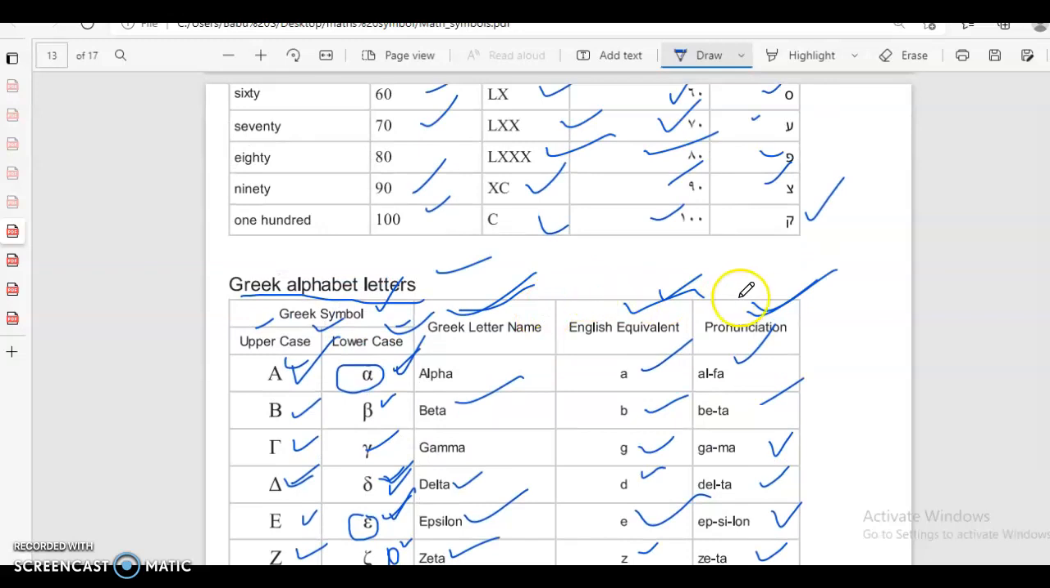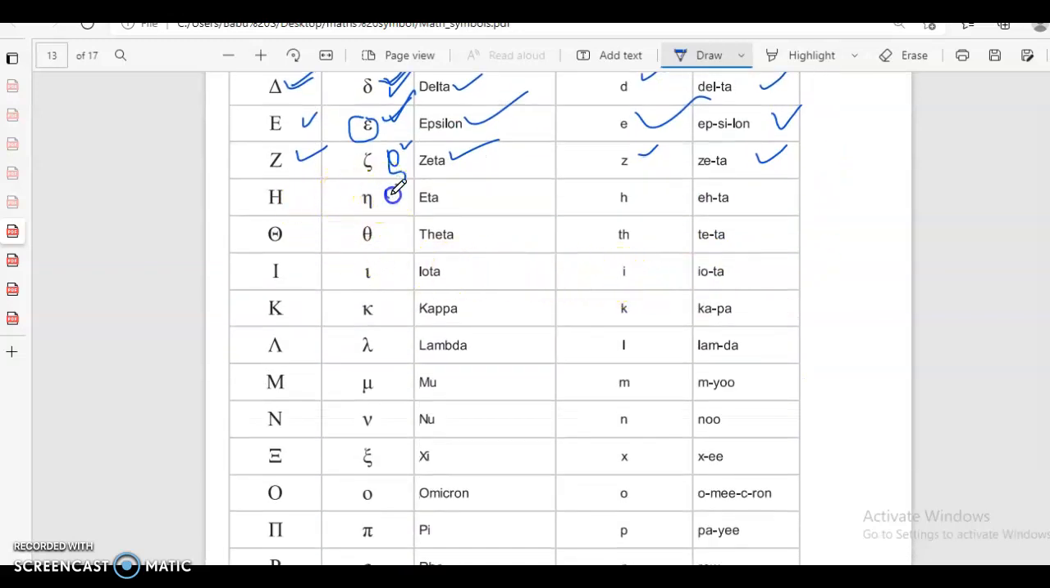Theta, name and pronunciation. That is N with the right side projected down, caps H, theta. Then middle joint here, O, so caps O with an inside joint. This is caps, upper case, this is lower case. Theta, TH letter. English equivalent TH. Theta. Then iota: L small, here caps I upper case, small L like this. Iota, I letter, pronunciation iota.